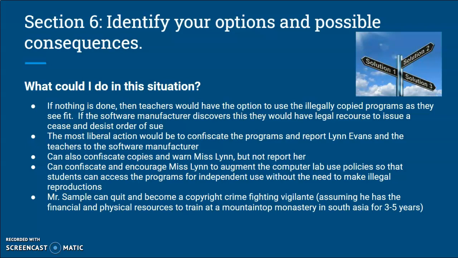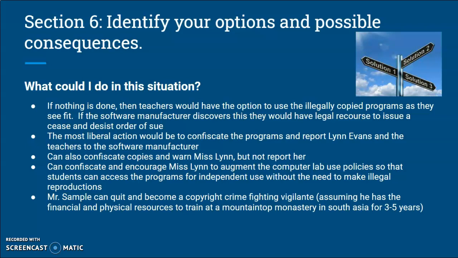The most liberal action would be to confiscate the programs and report Ms. Lin's to the teachers to the software manufacturer. However, that's pretty extreme. You could also confiscate the copies and warn Ms. Lin, but don't report her. You can confiscate and encourage Ms. Lin to augment the computer lab use policies so that students can access the programs for independent use without the need to make illegal reproductions.